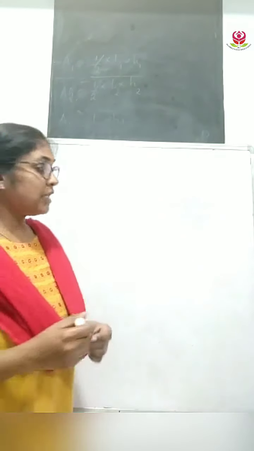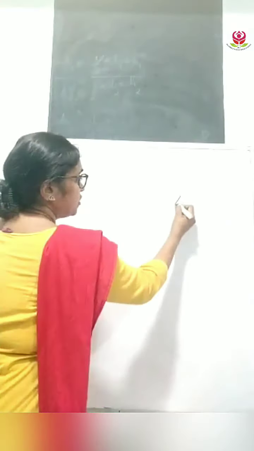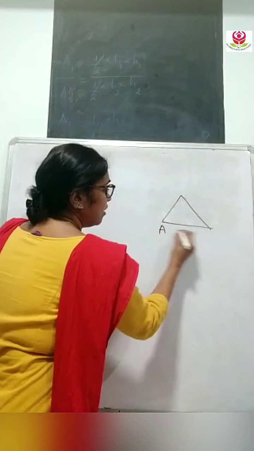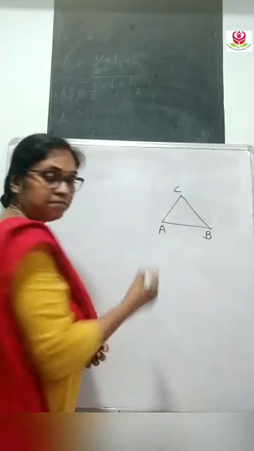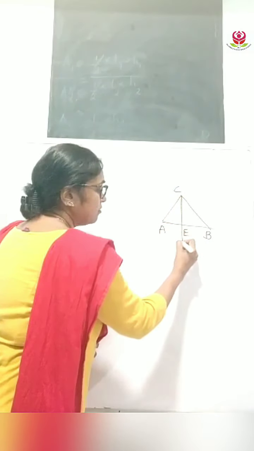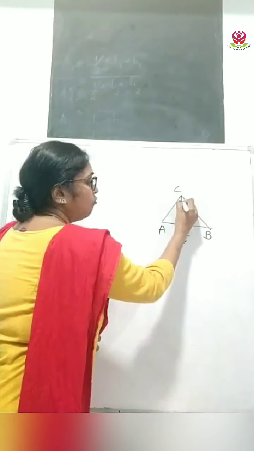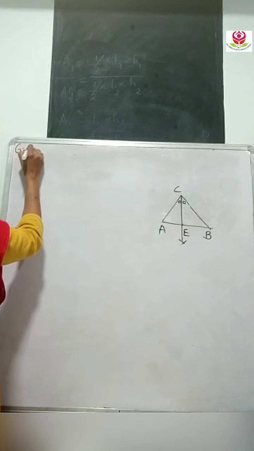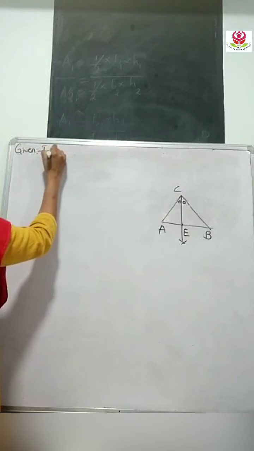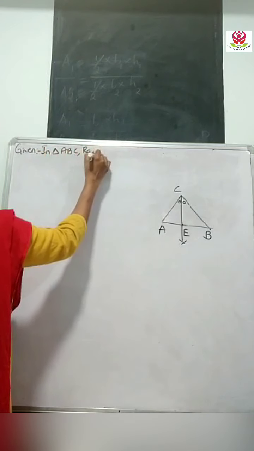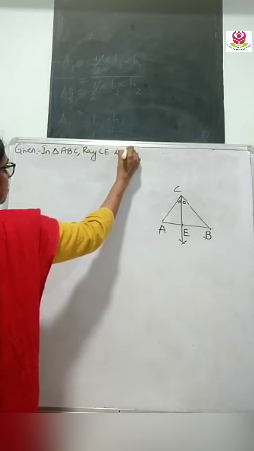So for proving it, let us draw a triangle. Suppose this is your triangle ABC, and CE is the bisector of angle C. So what is given to you is, in triangle ABC, ray CE is the bisector.